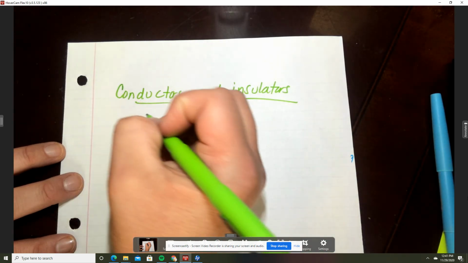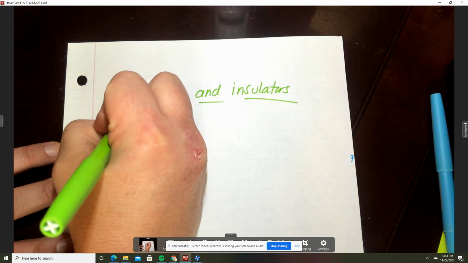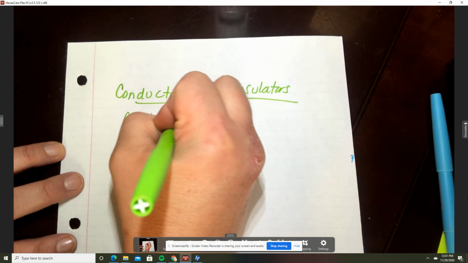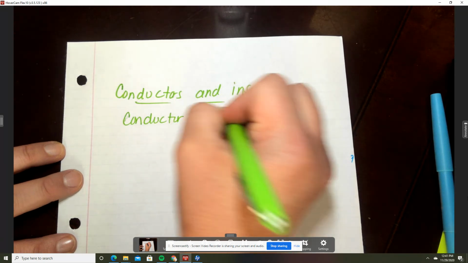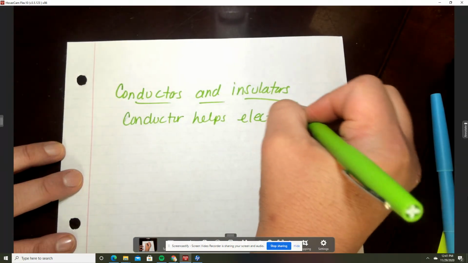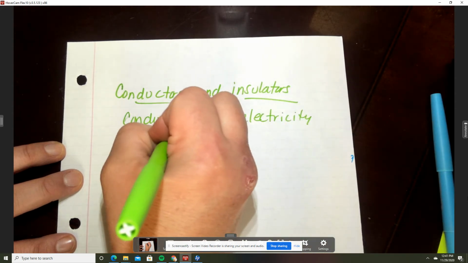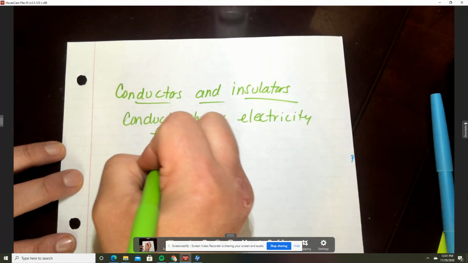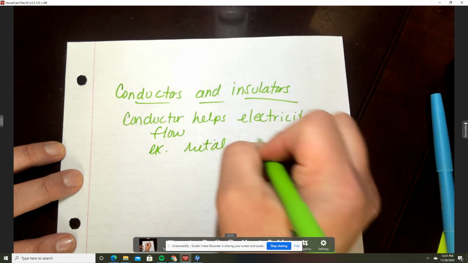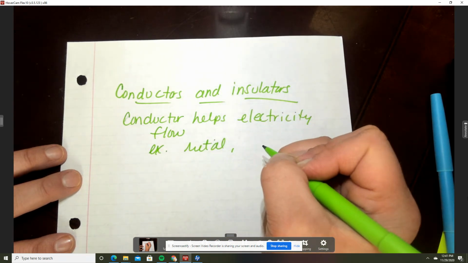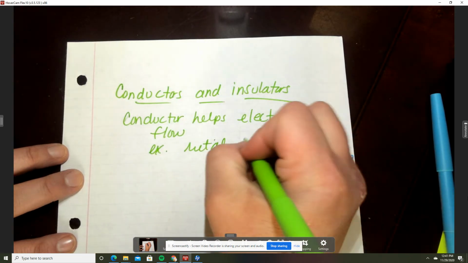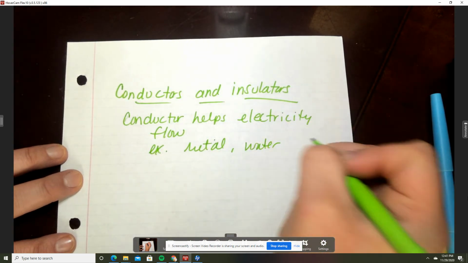So a conductor helps electricity flow. And these are going to be things like metal, which is like wire, and water. They're going to conduct electricity.